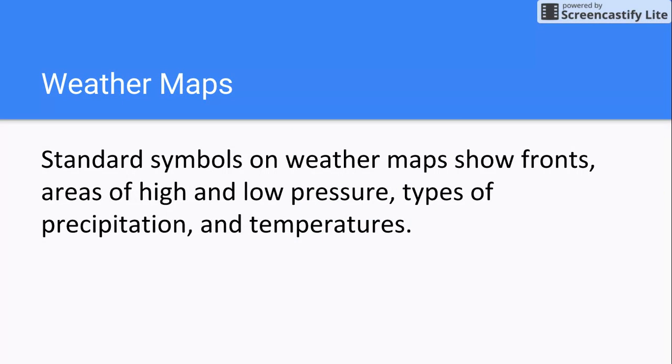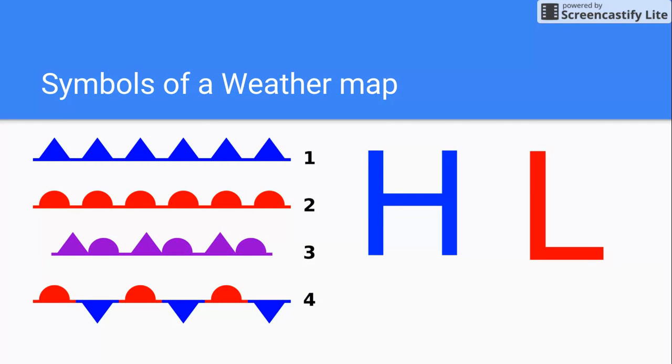So in order to create these weather maps, which is what you see when you watch the Weather Channel, there's standard symbols on weather maps that show fronts, areas of high and low pressure, types of precipitation, as well as the temperatures. Some of the symbols you might see are something like these front symbols, which we talked about last week with the cold front, the warm front, the stationaries, and the occluded. And then also we have H, usually an H with a circle around it for high pressure and an L for low pressure.